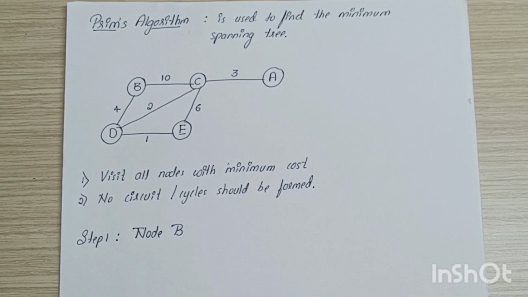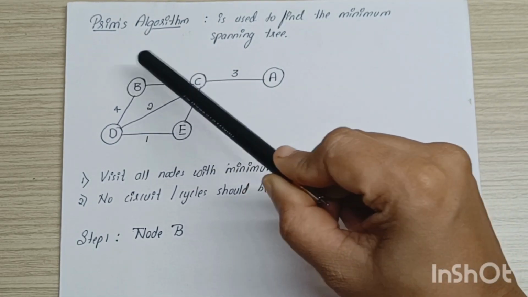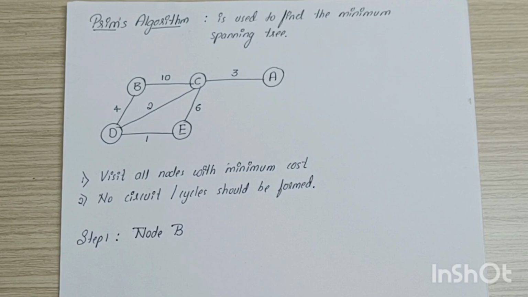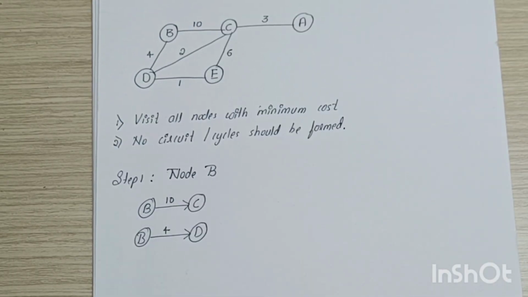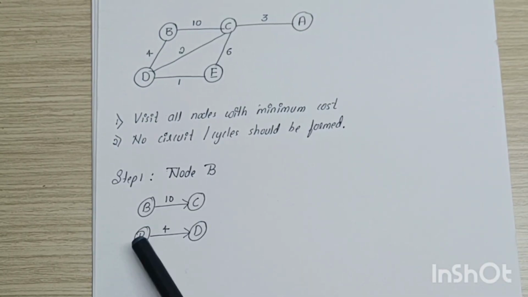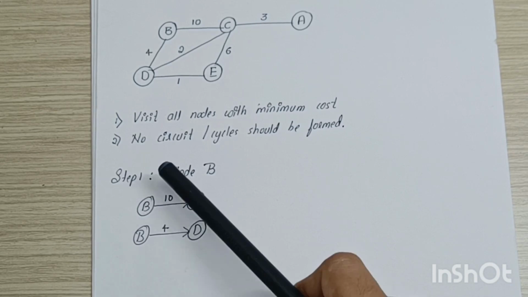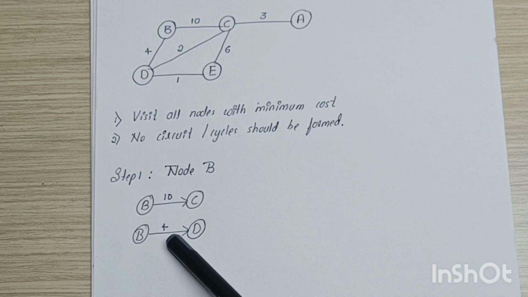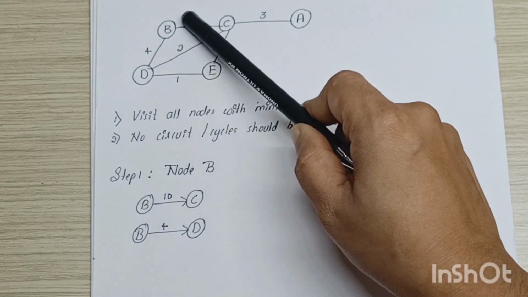By considering node B, we can see there are two paths from B, that is B to C and B to D. Write down both the edges B to C and B to D. Now in this, 10 and 4, the 4 is the minimum one. So we are considering B to D.